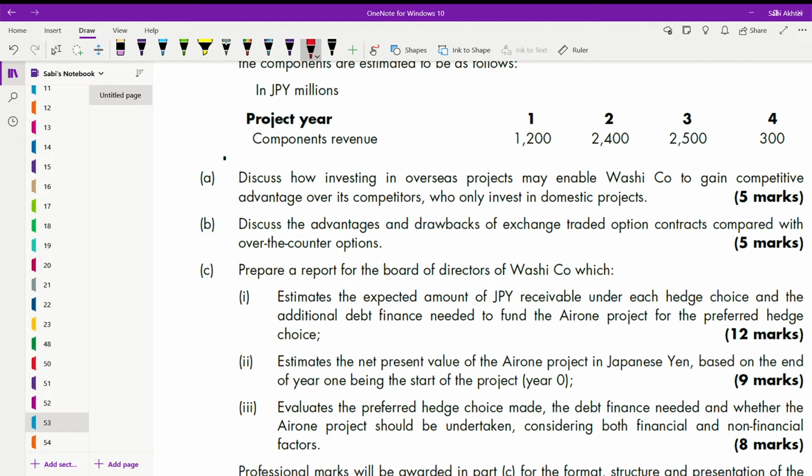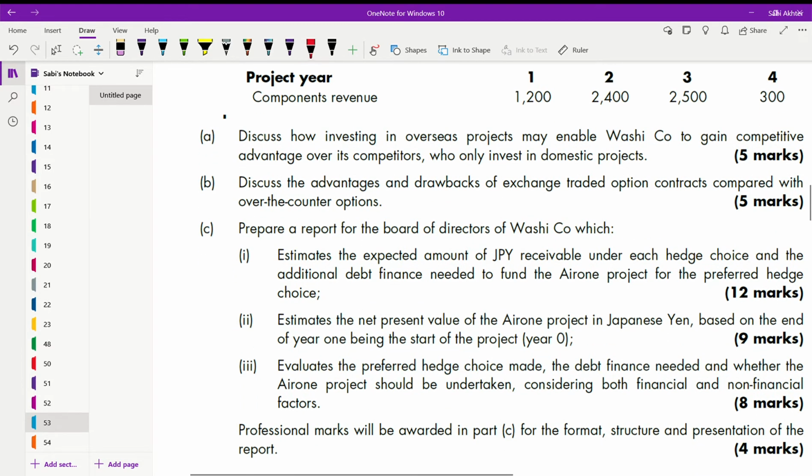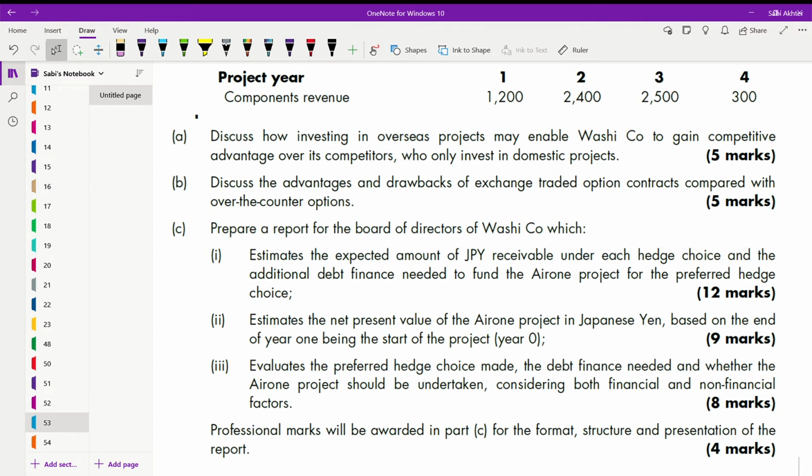Part C: Prepare a report for the board of directors. So the first part is the hedging choice. Which hedging choice will you use to hedge it, and the additional debt finance needed to fund the project for the preferred hedge choice. Let's say you are using futures. So that amount will be used to finance the project, and any additional debt more than that, if required, will be used as debt finance to fund the project.